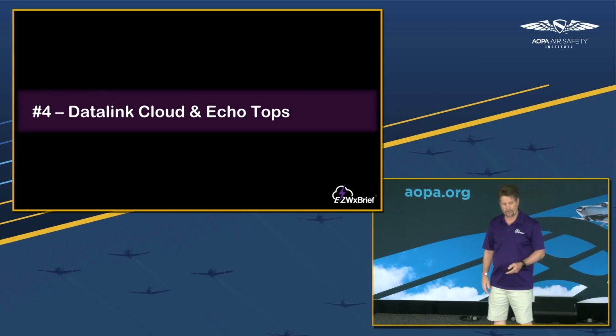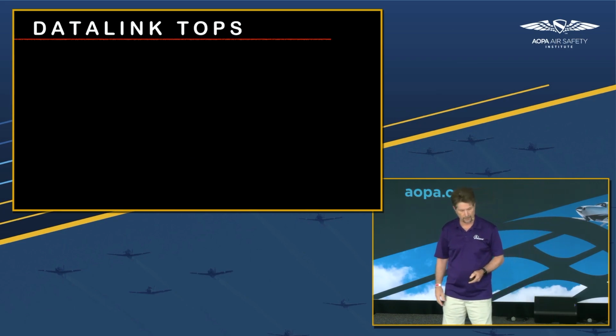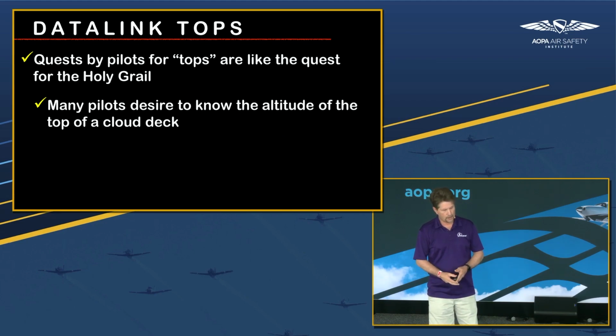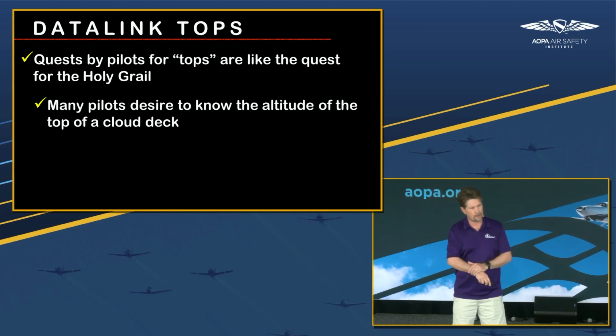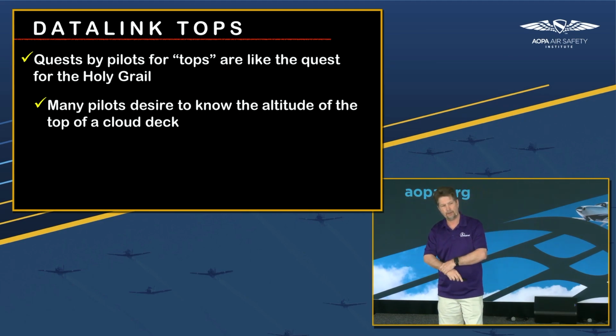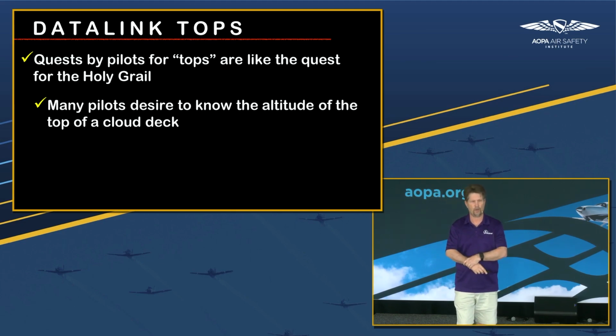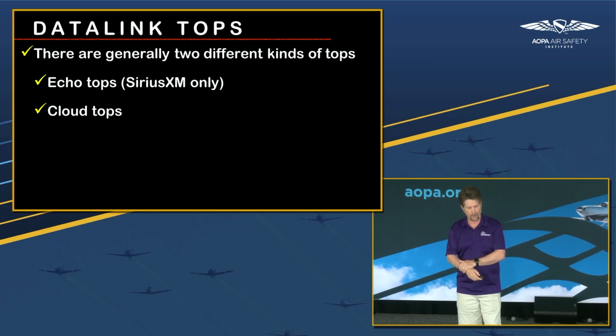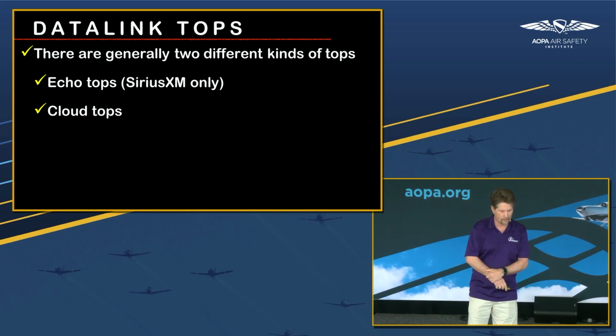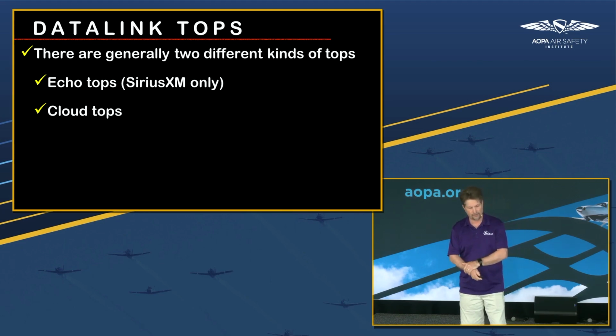All right, let's go into Datalink Cloud and EchoTops here. So generally speaking, one of the questions I get a lot is, Scott, how do you determine the tops of clouds? And it's kind of like the holy grail of aviation weather information. So obviously, I understand, especially instrument pilots, they want to be able to fly on top of all this stuff out there, so you want to try to find out where the tops are. And there are generally two different kinds of tops. One is EchoTops. SiriusXM is the only one that provides out of the two, and then there's a CloudTops product.